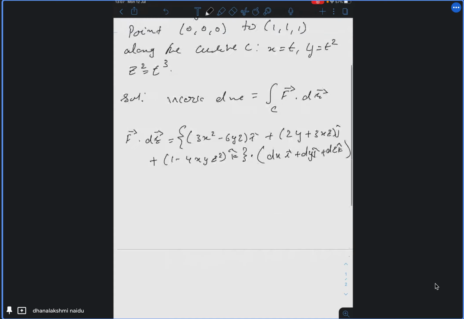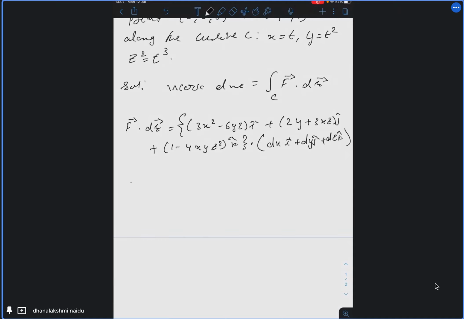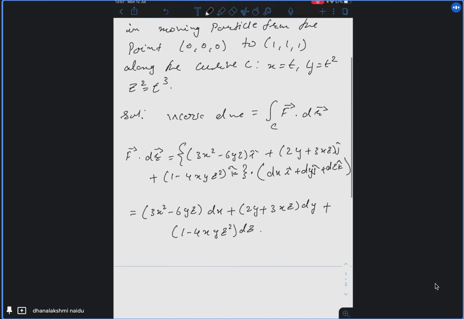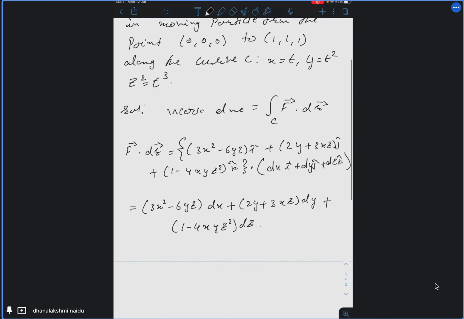So what will be F bar dot dr bar? Taking the dot product between these two vectors, you will get (3x square minus 6yz) dx plus (2y plus 3xz) dy plus (1 minus 4xyz square) dz. And the endpoints are given as (0, 0, 0) to (1, 1, 1).